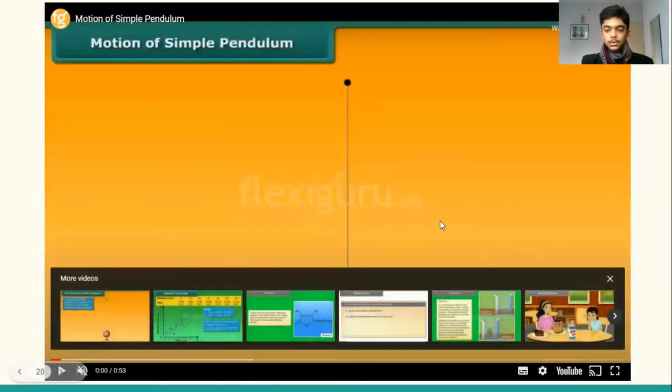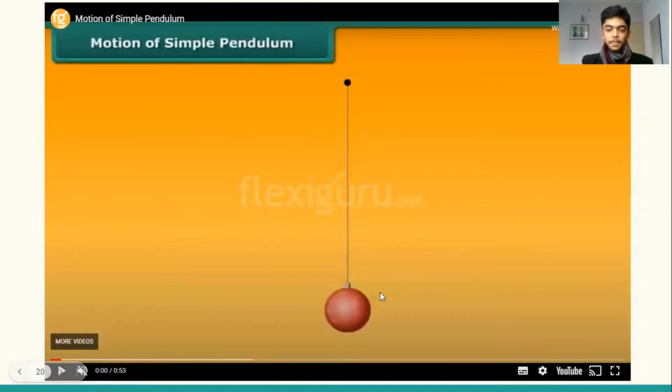So you see at this point, there is no force other than gravitational force acting upon this pendulum. The only force acting on this pendulum is gravity. There is no other force that acts on it. Only its weight is being pulled downward by gravity, so it only has gravitational potential energy at this moment.